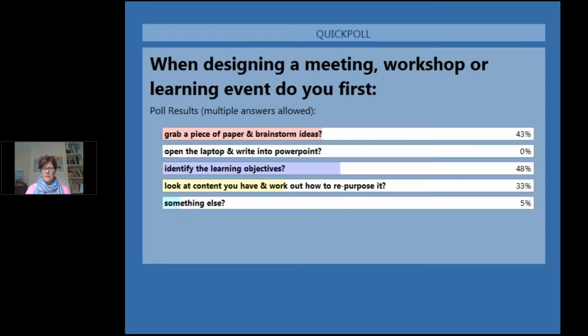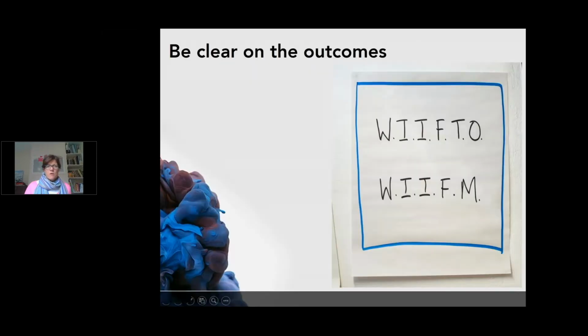So if I hit that, you'll be able to see the results there. So a lot of us go for the paper and the brainstorm, and also identifying what those learning objectives are. So that's exactly what I have been known to do. So the first thing, personally, I think is really important is being really clear on what the outcomes are. So I have a question for you out there, and if I was standing in a room, I'd be saying the same thing. What do these two acronyms mean?